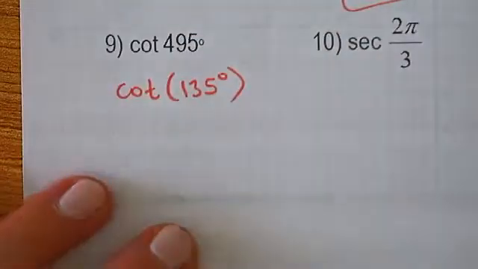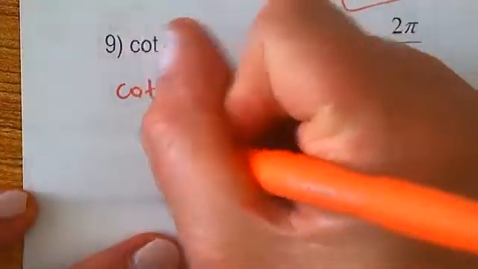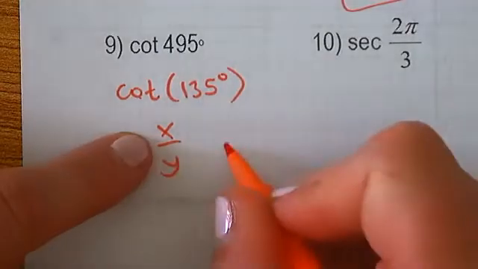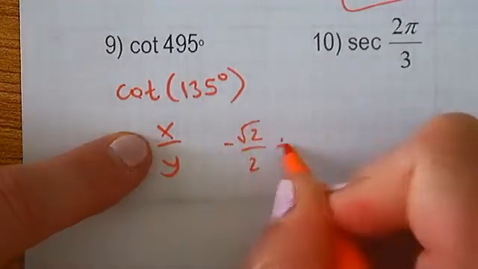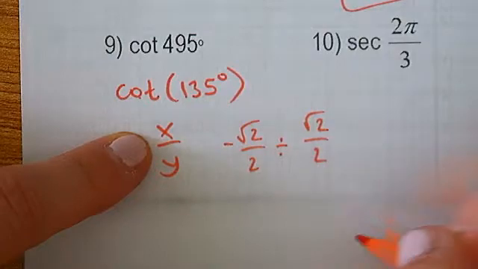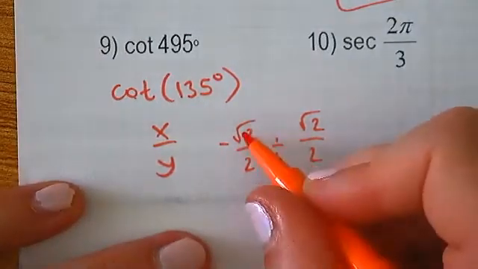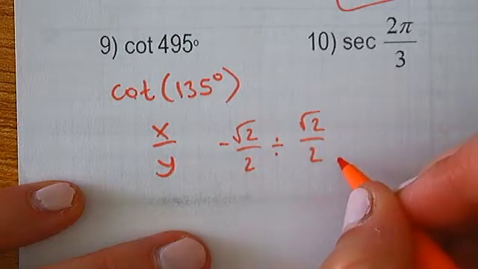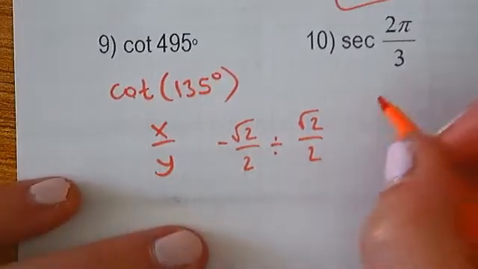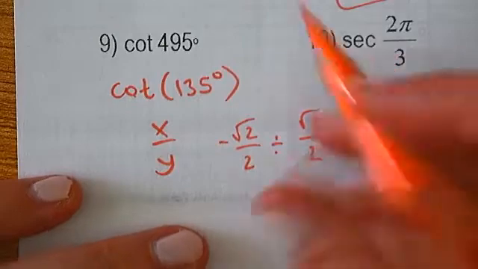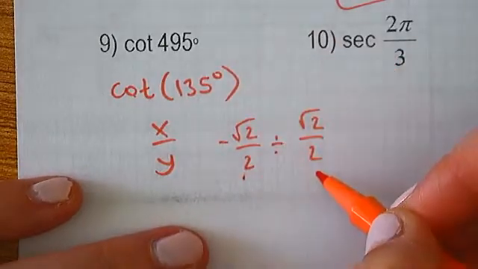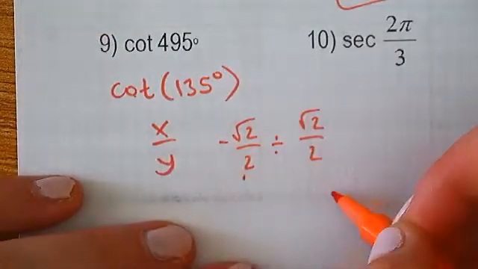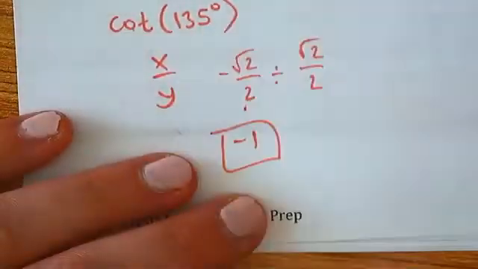That's how you do that. And then we would go in, cotan is x over y. So we would go in, and at 135, our x is negative root 2 over 2 divided by our y, which is root 2 over 2. It happens if you divide something by itself. Like what's 2 over 2? 1. What's 1,000 divided by 1,000? 1. So what's root 2 over 2 divided by root 2 over 2? 1. So what's negative root 2 over 2 divided by root 2 over 2? Negative 1.